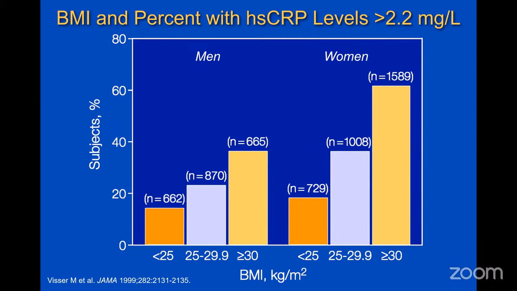So using a checkpoint of 2.2, what you see here is that once the BMI gets above 30, particularly in women, more than half of women with a BMI greater than 30 have a high CRP, and nearly half of men. And so this is clearly an important comorbidity, is inflammatory risk.